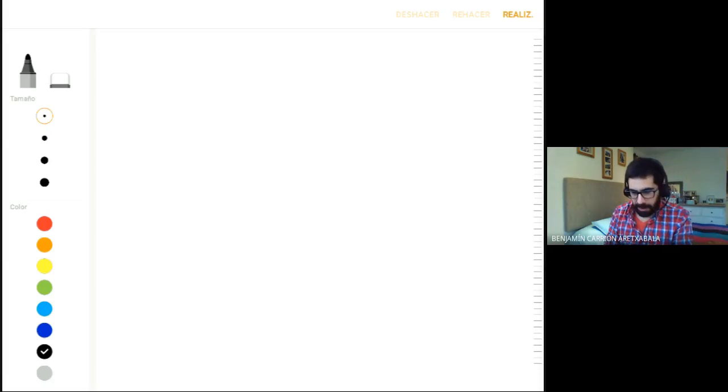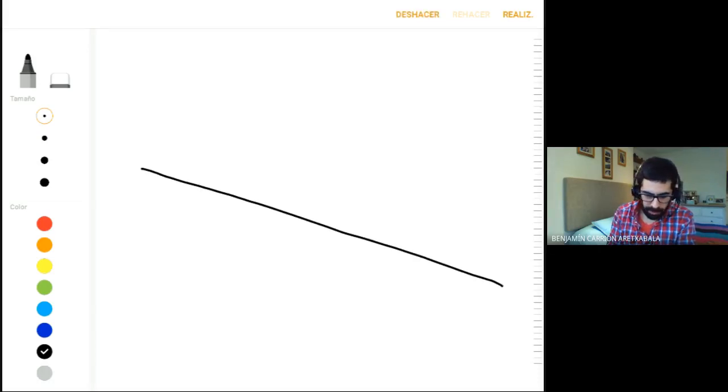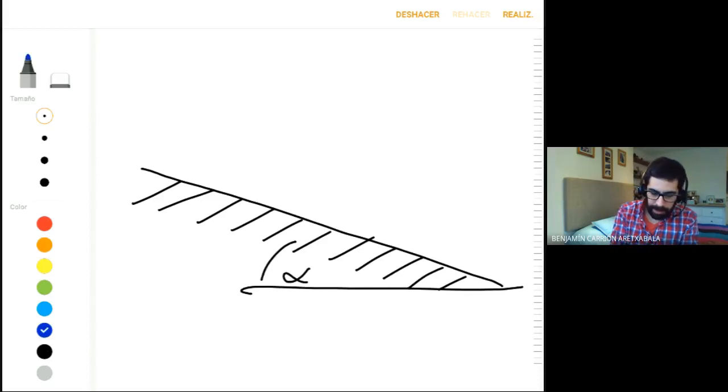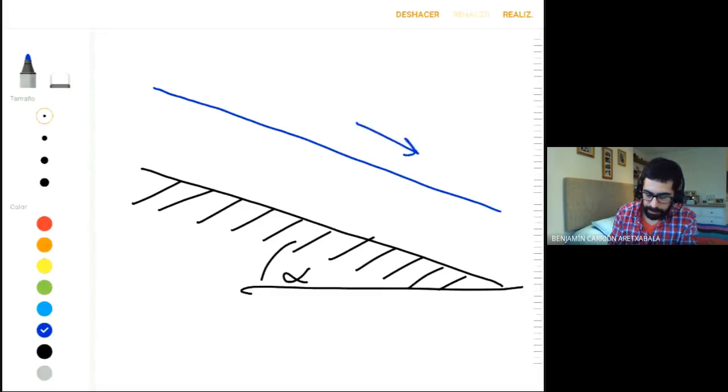So again, let's say you have the ground under a slope. So this is going to be the ground, and it's going to have, let's say, an alpha slope. It doesn't matter. And let's say you have a layer of fluid flowing down slope. Okay. And this is something that you will typically see if you keep on studying hydraulics.